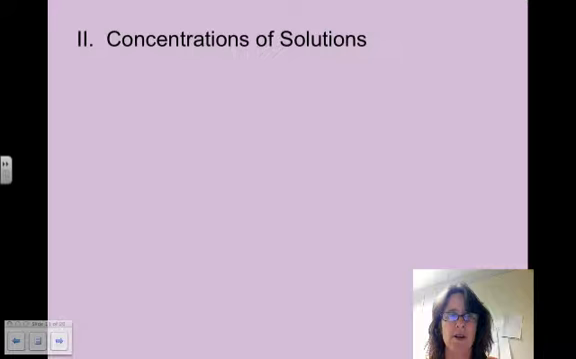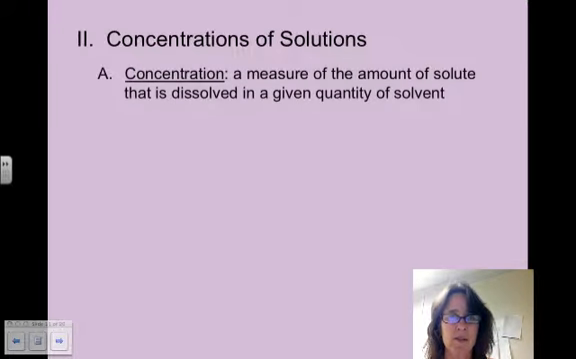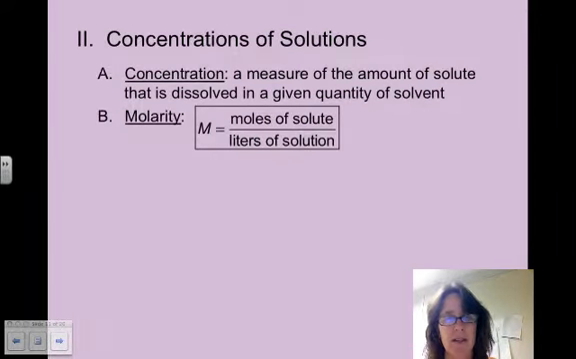Okay, here we go on the third podcast of Chapter 16, which is on 16.2, Concentrations of Solutions. Concentration is a measure of the amount of solute that is dissolved in a given quantity of solvent. There are several different units of concentration that we're going to talk about. The first one, though, we've talked about many times before, and that is molarity.